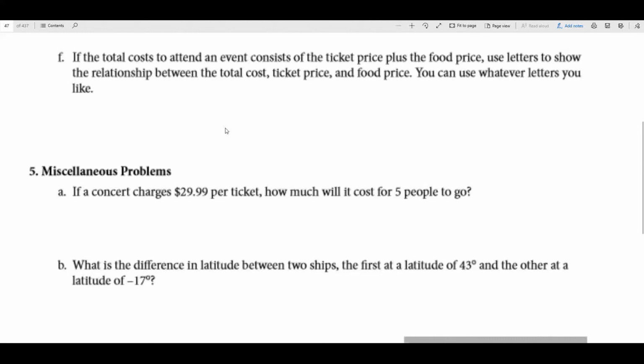Okay, so on F, it should be really easy. It's kind of the same thing that we had in one of our examples when we were reading. If the total cost to attend an event consists of the ticket price plus the food price, use letters to show the relationship between the total cost, the ticket price, and the food price. You can use whatever letters you like. So go ahead and pause it right quick while you write an equation for this. You're not solving anything, there's nothing to solve, but you're writing an equation using letters, any letters that you want to. So pause it while you do this.